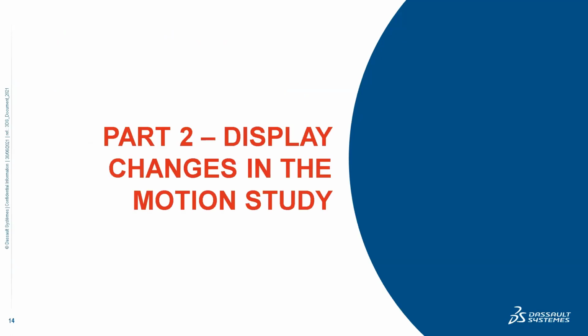So let's next get into looking at display changes we can make to the motion study. First we looked at component position changes. Now let's look at display changes. So things like hide, show, display mode, which is wireframe, shaded, shaded with edges, and appearance, and also transparency.